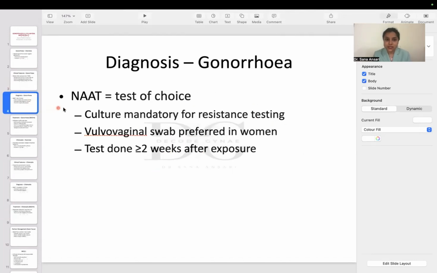How do we diagnose it? Another important question. By nucleic acid amplification testing, that's a test of choice. Now, culture is mandatory if you're checking for resistance. Vulvovaginal swab is the specimen of choice in women. Another important question. The test is always done after 2 weeks of exposure with infection.